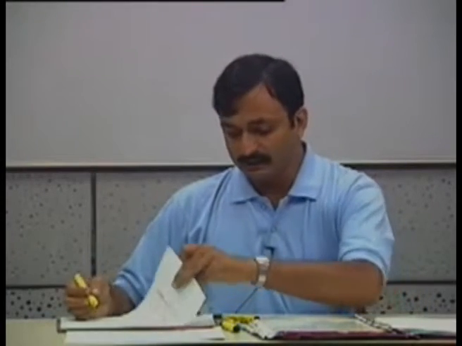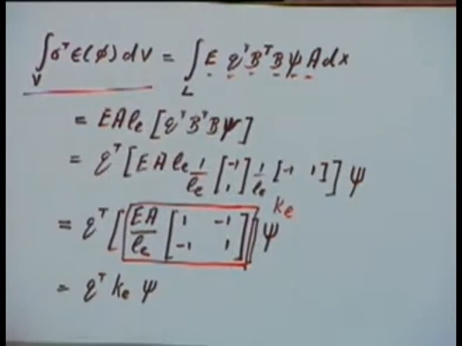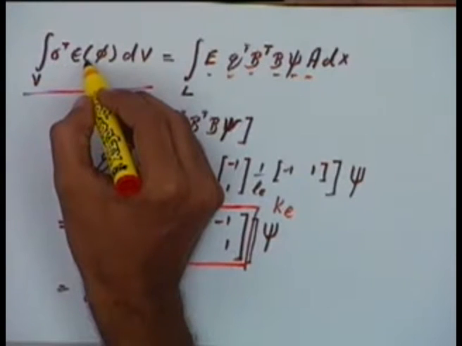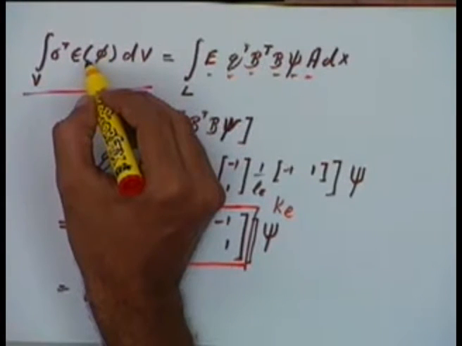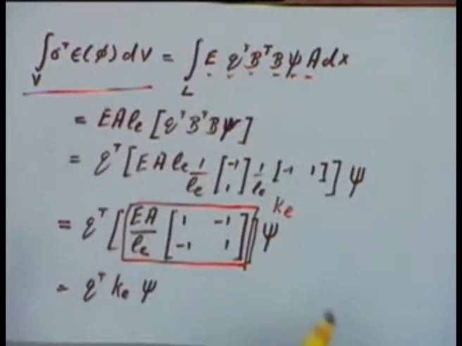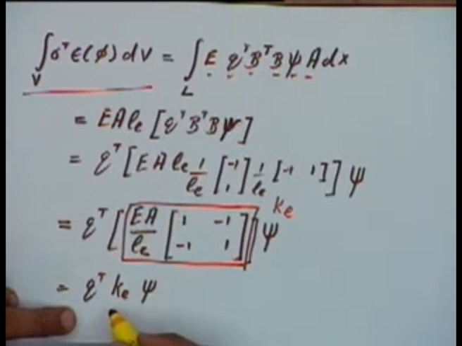That internal work done is this term. That is why I have a term of the actual stresses multiplied by the strain caused due to the virtual displacement. The product of the two integrated over the volume will give me the work done. So this internal work done is equal to Q transpose KE into psi. This is the internal work done within the element. Any questions up to this point?